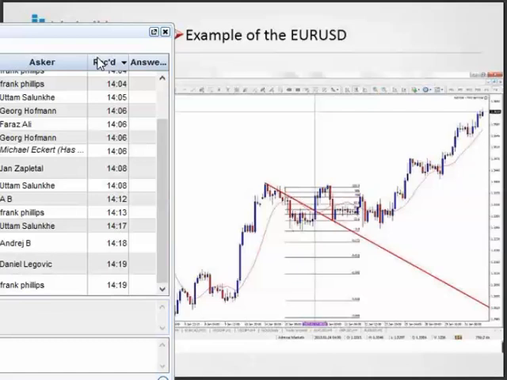But as I said, I'm not an expert in that. Daniel is saying, what time frame combinations do you recommend for scalping? Oh, I just answered that, sorry.